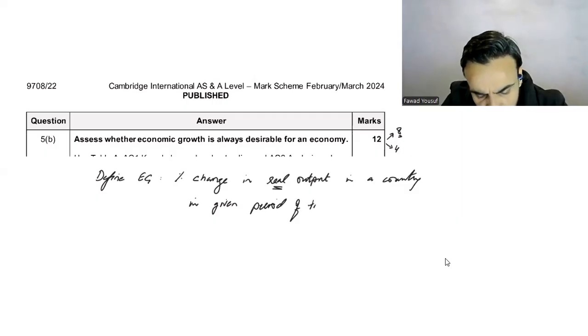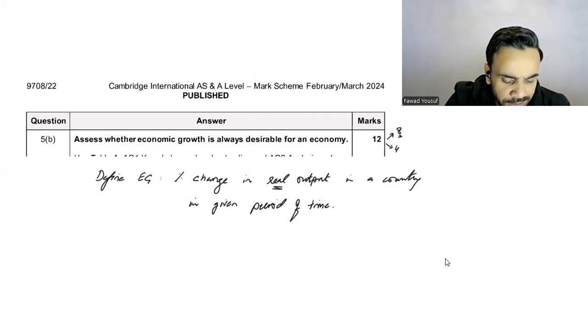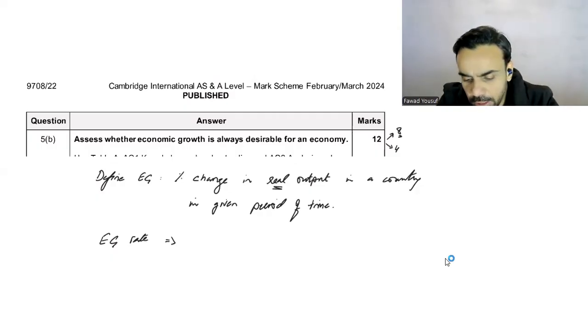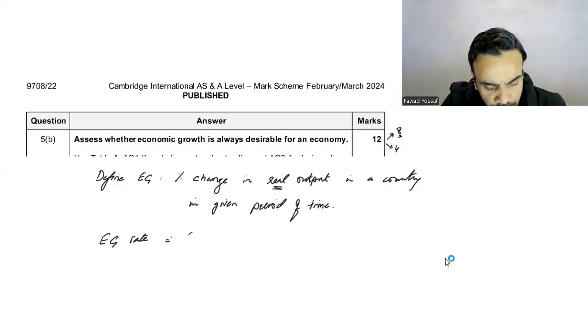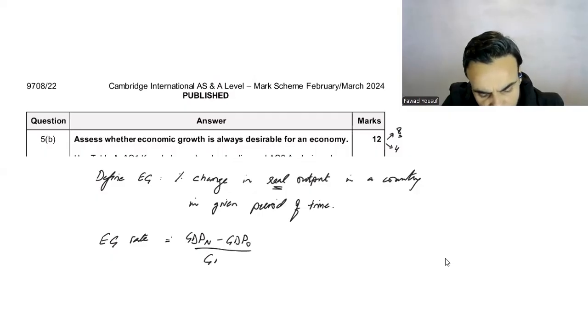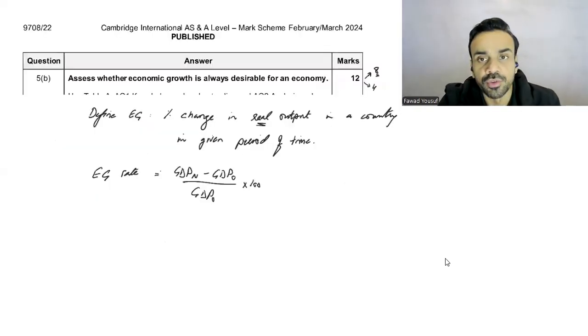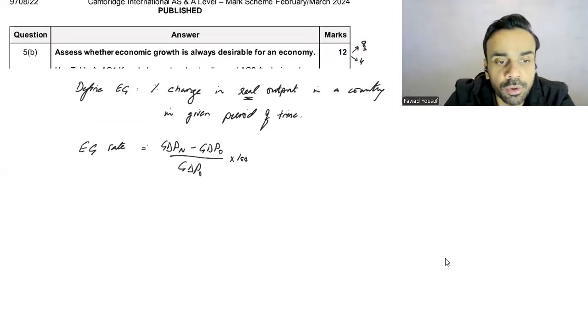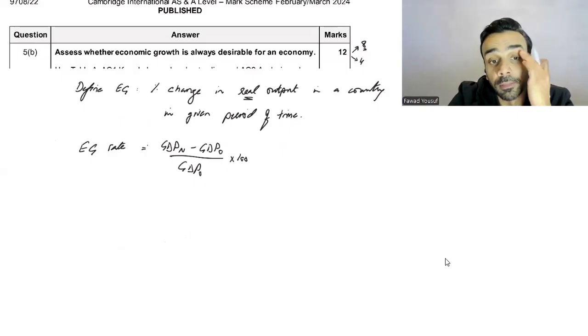Okay. Should we give the formula for it? I think we should give a formula for it. So economic growth rate equals the new GDP minus the old GDP, divided by the old GDP, times 100. Don't shy away from giving any extra information. You never know whether it can count.